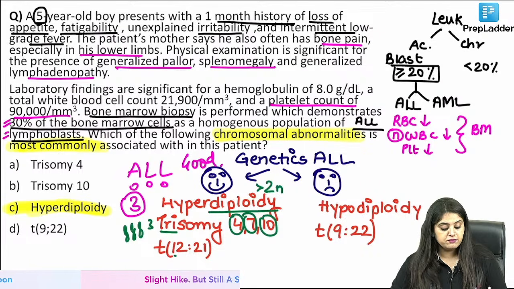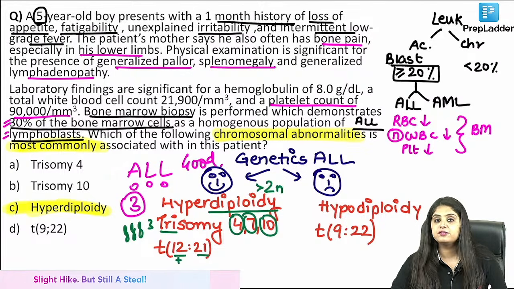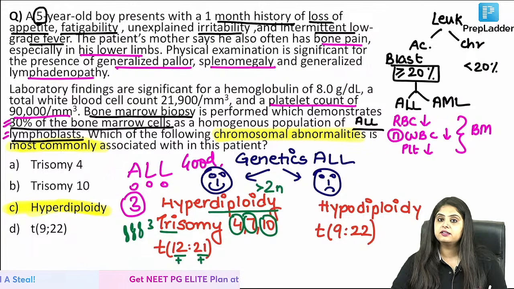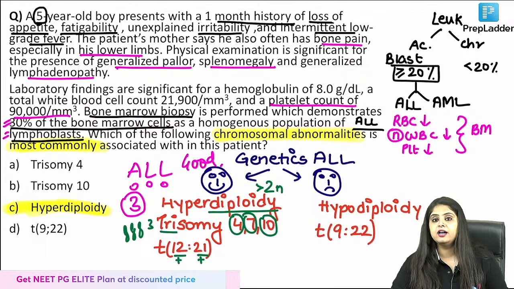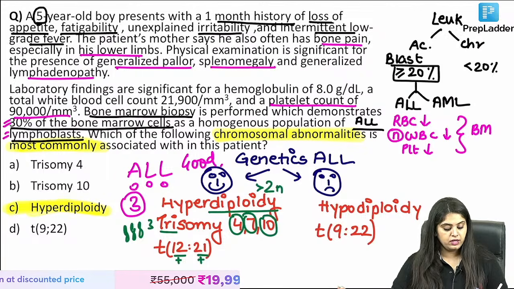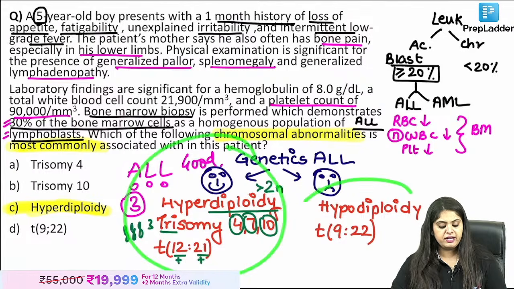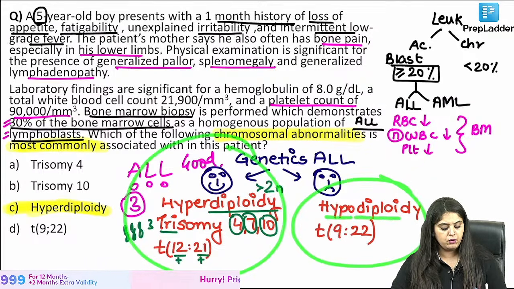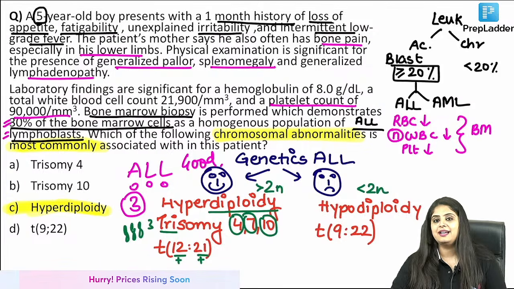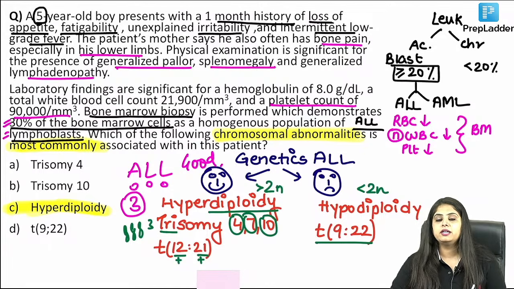Then translocation 1, 2, 2, 1. Add 1 plus 2, 3. Add 2 plus 1, 3. Ma'am, har jagah 3, 3, 3 aaya. So, matlab this is all going to be what? This is going to be good prognosis. Where the 3 is not coming, hypodiploidy means less than 2n. That is bad. Translocation 9;22, that is bad.